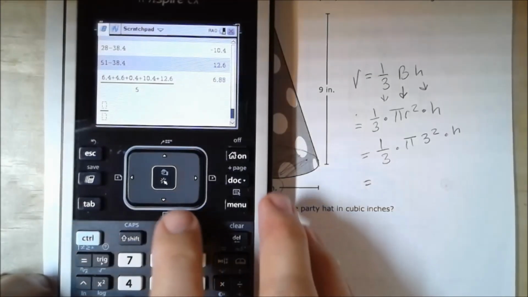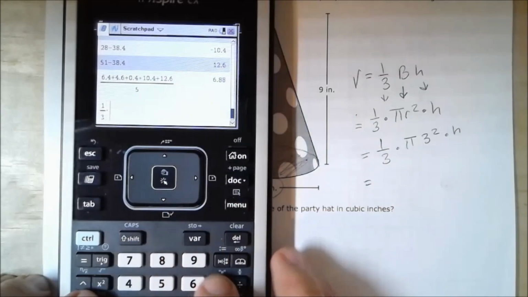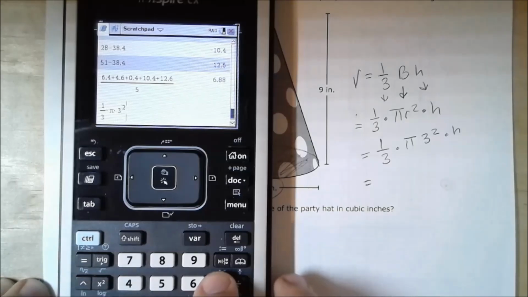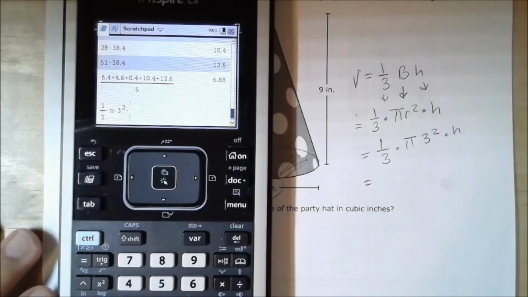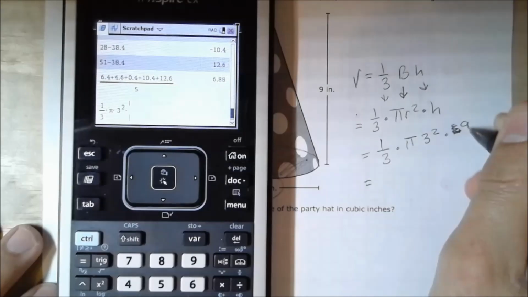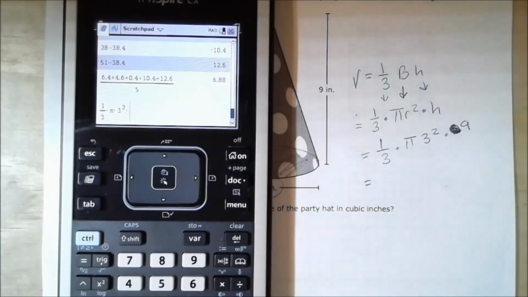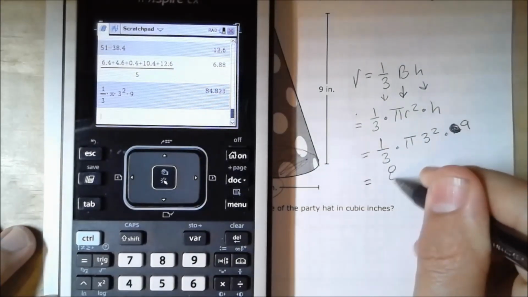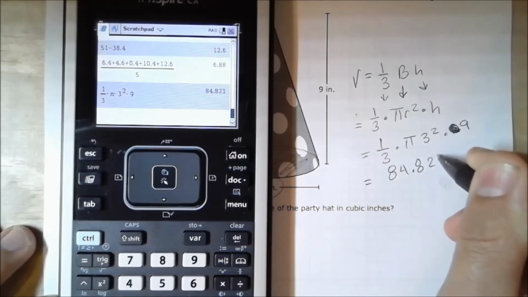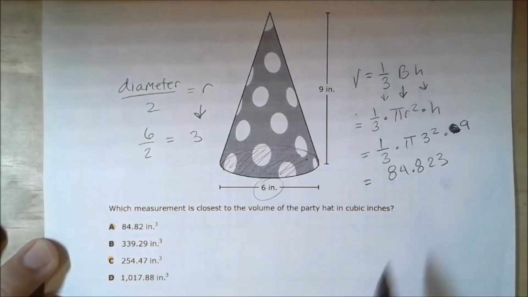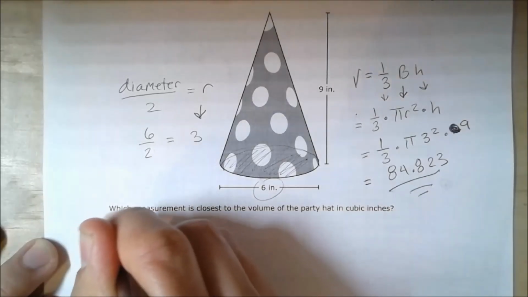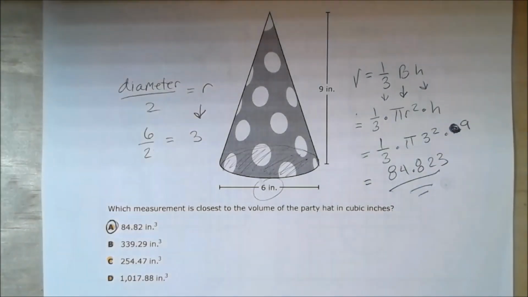So I'm going to put fraction bar 1/3 times pi times 3 squared times the height. And our height was, I shouldn't have put h, I should have put 9, because we know what the height is. It is 9. And equals 84.823. So the closest to the correct answer is 84.82. The correct answer is A. Go ahead and pause this video and try to solve the last one on your own.